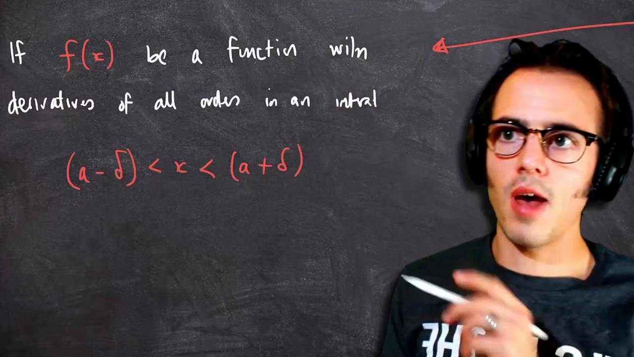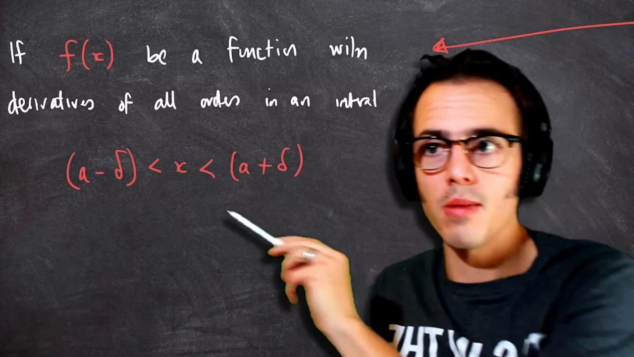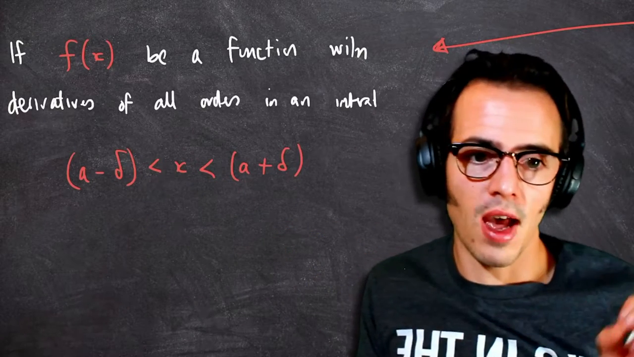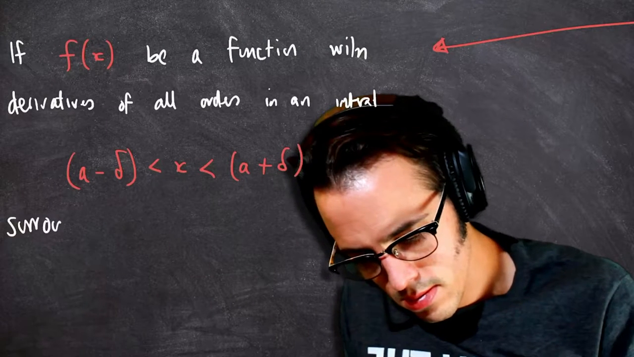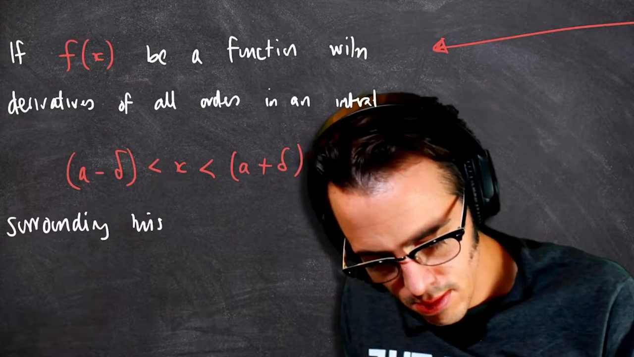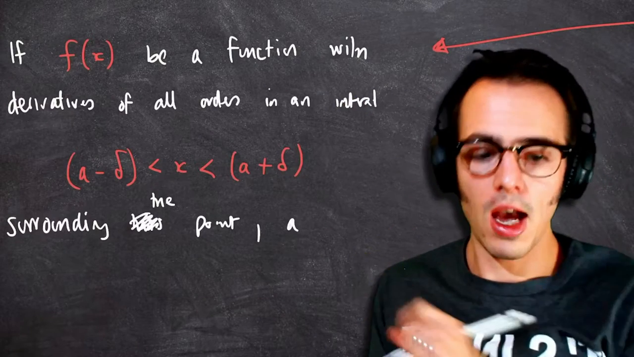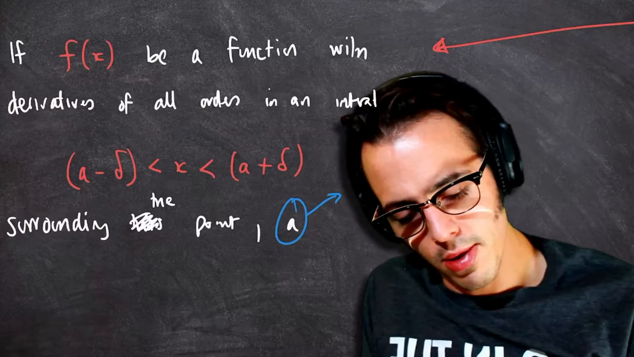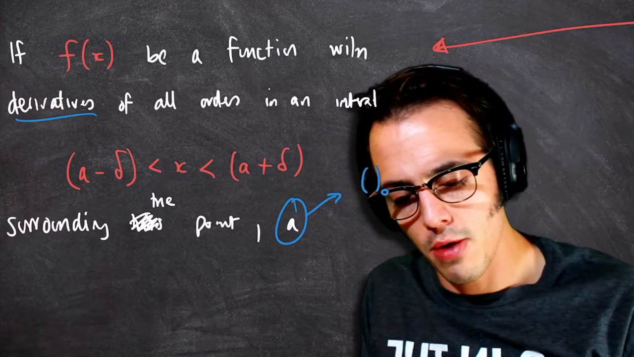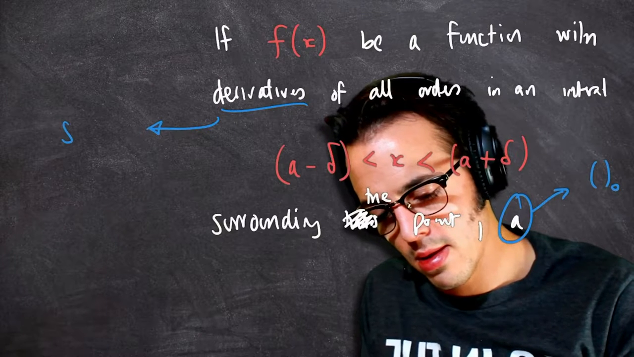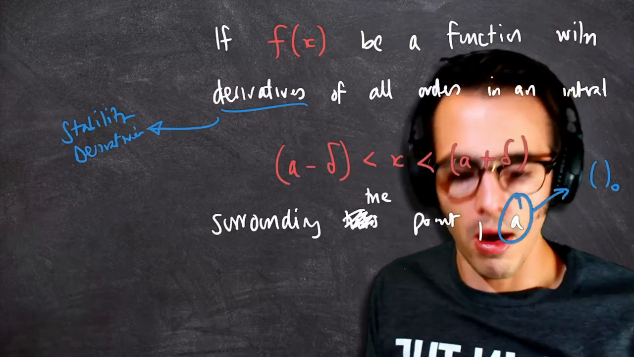So we want to know the value of f of x, where x is less than a plus some small perturbation delta, and greater than a minus that small perturbation. So this is around this point a. Our aircraft analog of this is that the point a is our subscript zero, our trim or equilibrium case, and the derivatives of all orders are going to end up being our stability derivatives. We're going to show you more about those as we develop this.